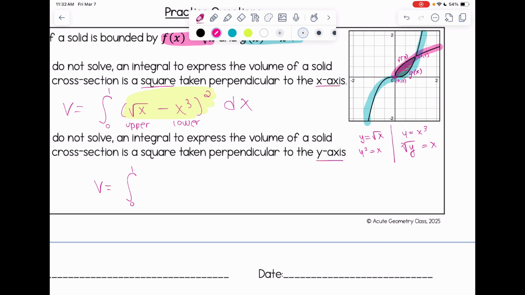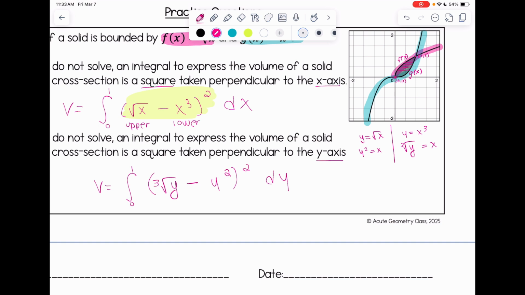But these are technically representing y values. And then we're going to take the rightmost function, which in this case is the cube root of y, subtract the left, and we're going to square that and put dy at the end. So again, anytime we are doing cross-sectional volume perpendicular to the y-axis, we want to make sure that everything across the board is y's. So the bounds are y values, the functions have y's in them, we have dy at the end, and so on.